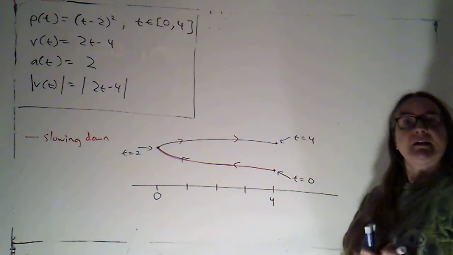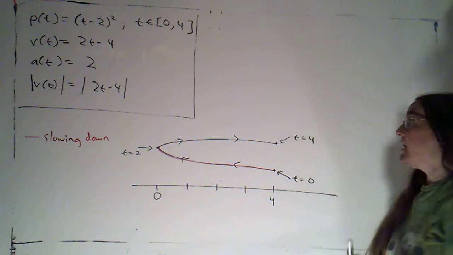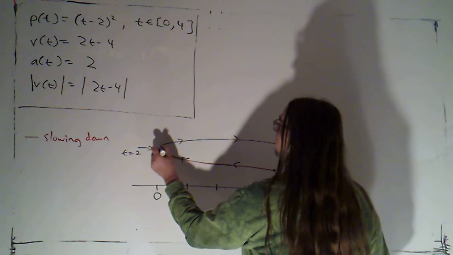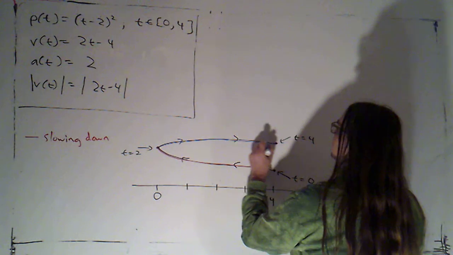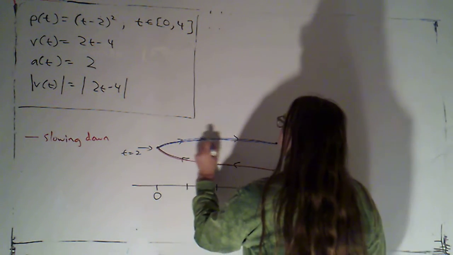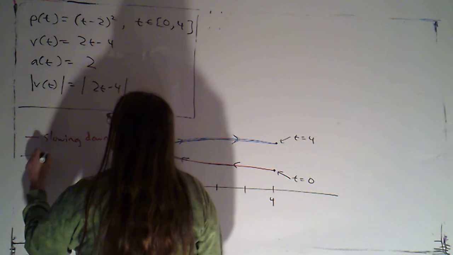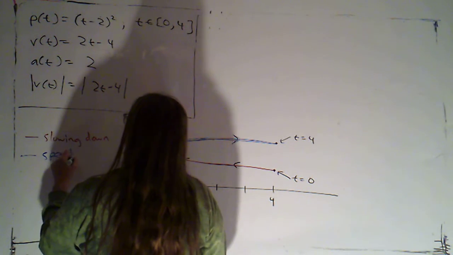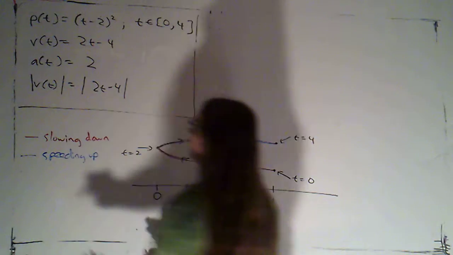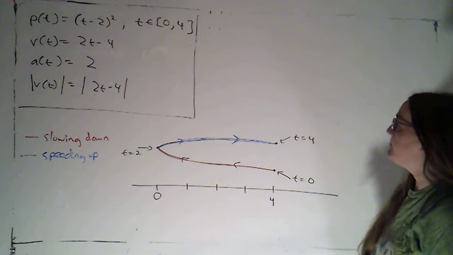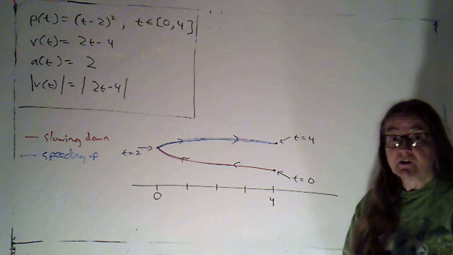And then we determined that we were speeding up over the time interval from 2 to 4. So I'm going to color code that in blue. And I'll indicate that blue means that we were speeding up.